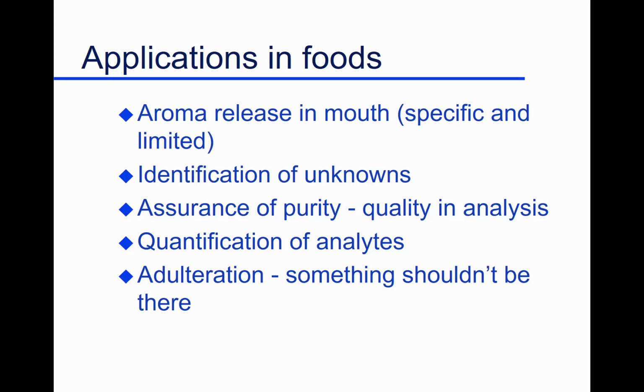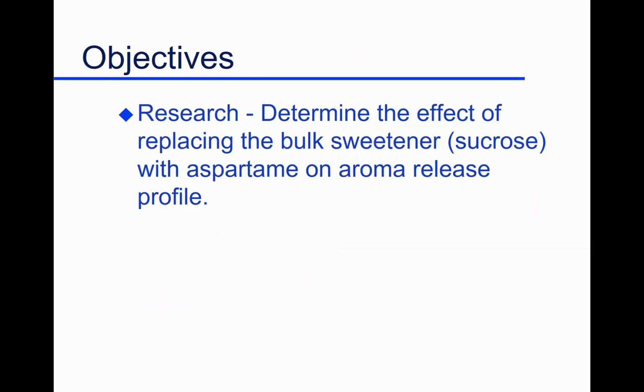Adulteration is something that shouldn't be there. Somebody's taken maybe one expensive ingredient out and put a different ingredient in. How do we know they took one out and put something else in? Mass spectrometry is the way to identify things. Oh, that shouldn't be there. Then this something else should be.